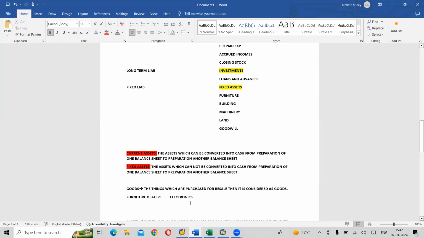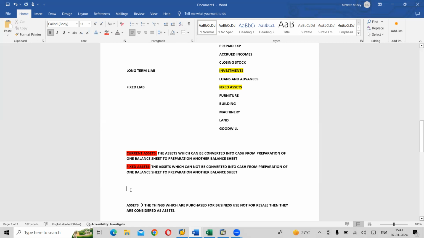Correct. And at the same time, Bajaj Electronics purchased TVs. It's goods, inventory. And a furniture dealer purchased TVs, then it's an asset. That's it. Thin line difference. Now you got it, right? You know pretty well, but still I'm reiterating.